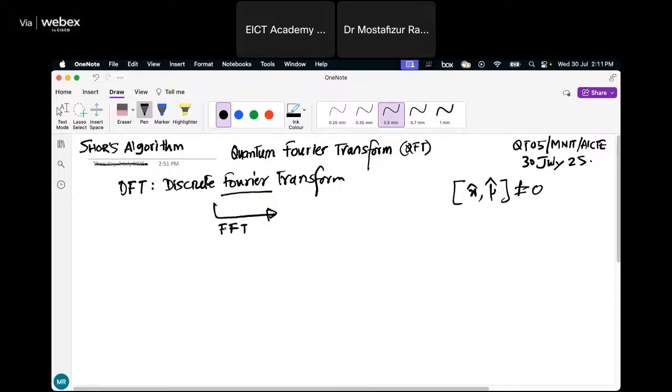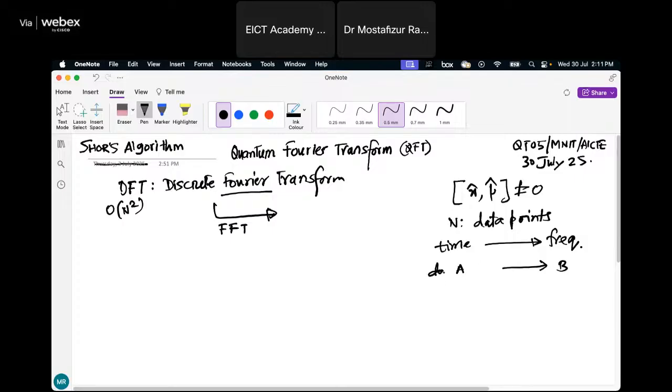Mathematically they are the same, but implementation-wise, classically, this algorithm normally takes order of n squared, where n is the number of data points. Say your information is in the time domain and you are converting it into the frequency domain, or your information is in some domain A and you are converting it to another domain B, and they might not be commutative. So you want to convert a function of domain A to a function of domain B.